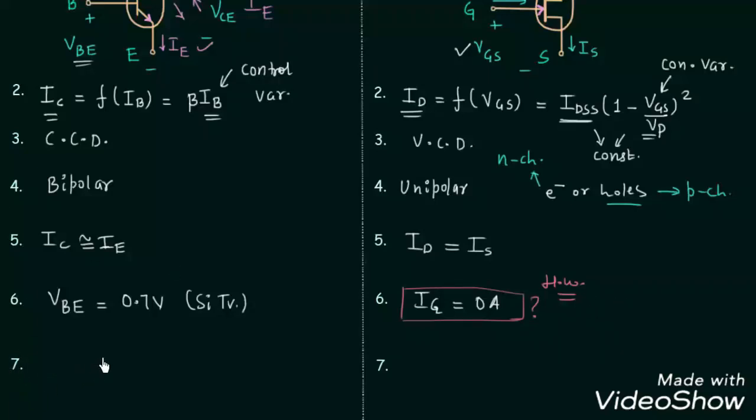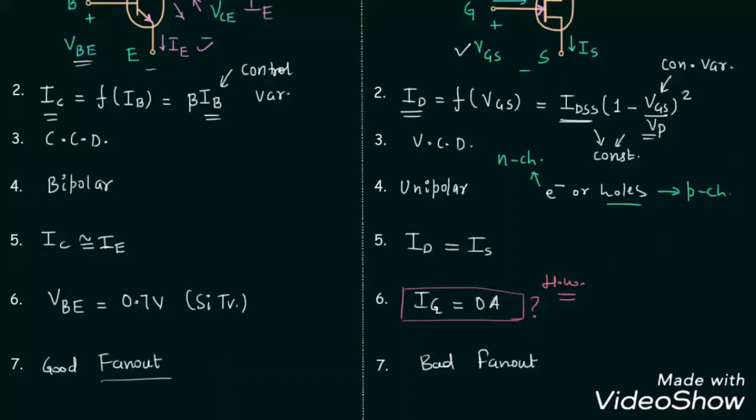In the seventh point, we will talk about fan out. In case of BJT, the fan out is good, and in case of JFET, the fan out is bad. Now what do we mean by fan out? Fan out tells us the maximum number of devices a BJT or JFET can power.